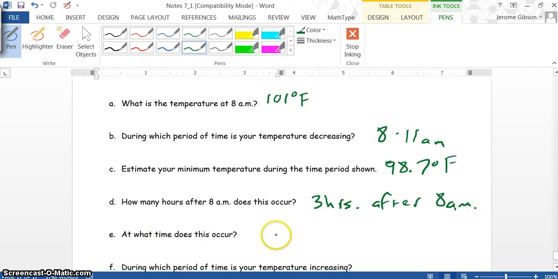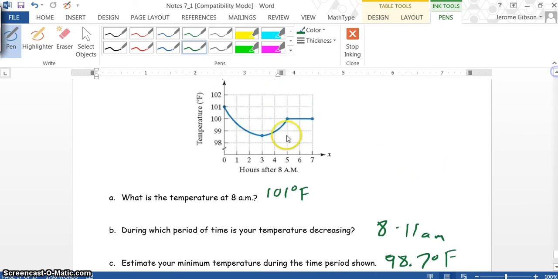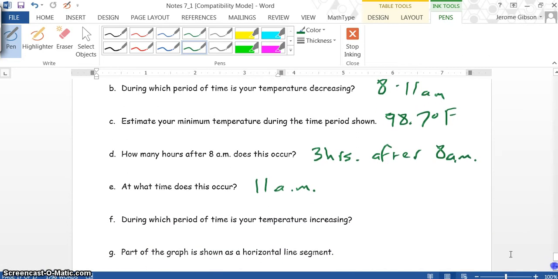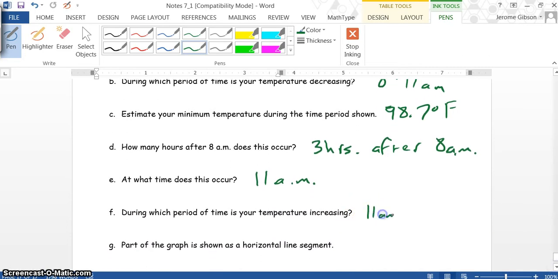It says at what times does this occur? So we'll add 3 hours to 8 a.m. So it'll be 11 a.m. During which period of time is your temperature increasing? Now if we look here at the increasing, it's increasing from 11 a.m. to, what's that, 12, 1 at 1 p.m. From 11 a.m. to 1 p.m.